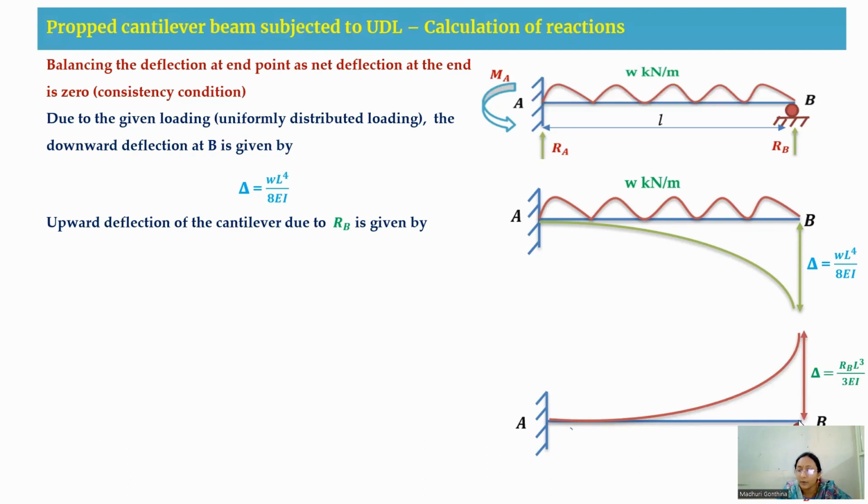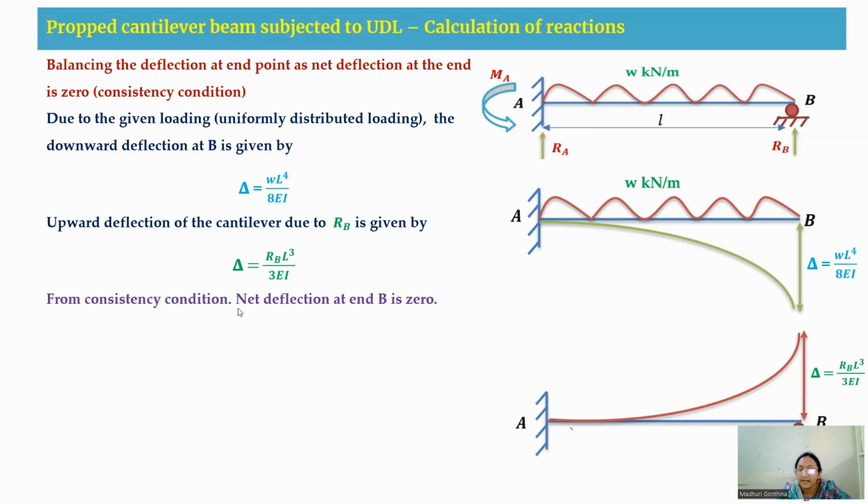So due to a point load acting vertically upward, we are having WL cube by 3EI. So here the load is nothing but your reaction in the upward direction, that is your RB. So delta is RB into L cube by 3EI. So that is the deflection I'm writing. So this deflection is in the upward direction.